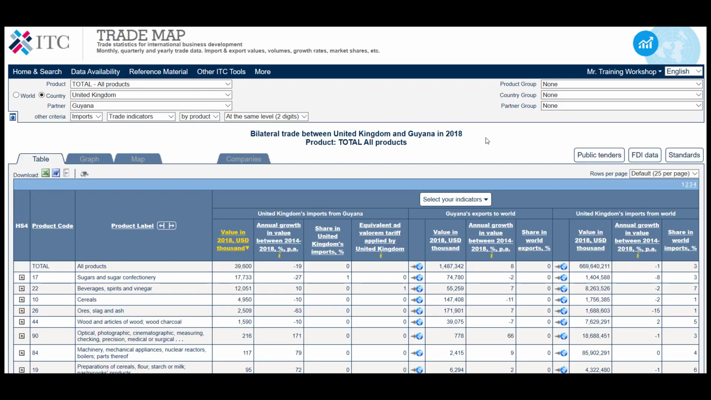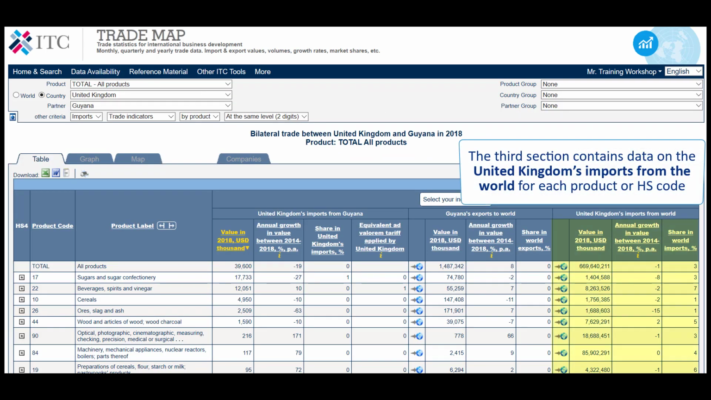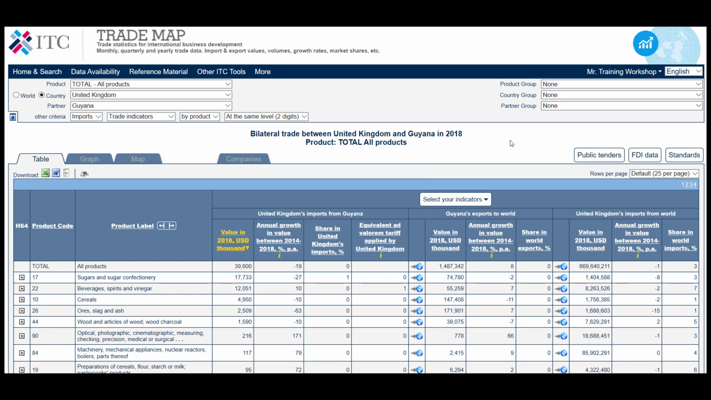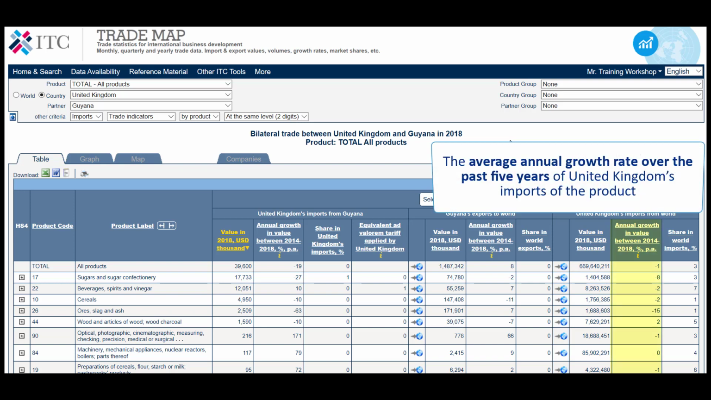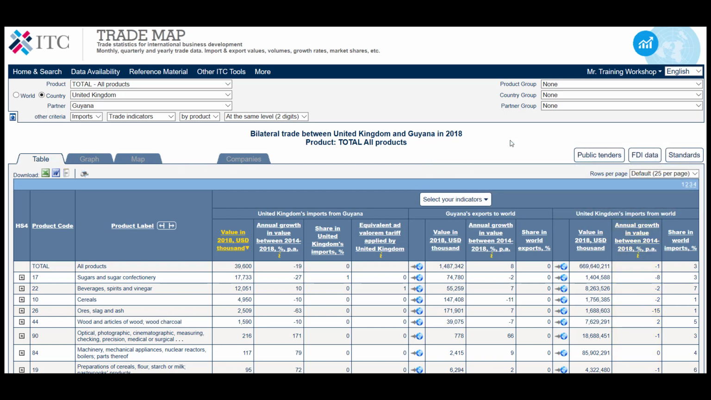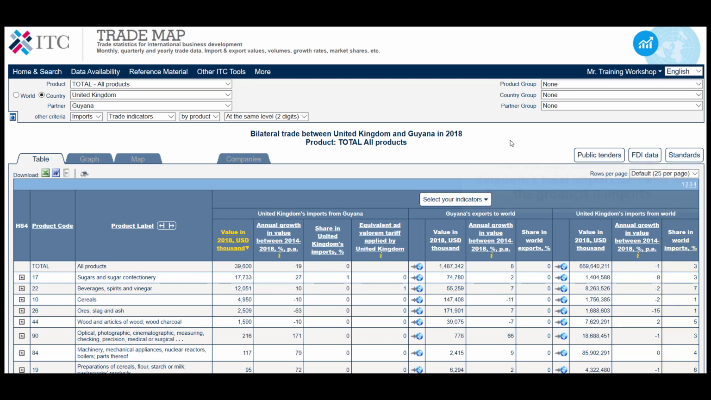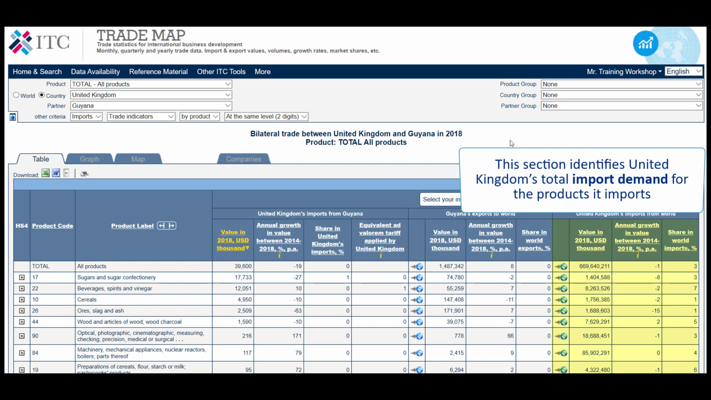The third section contains data on the United Kingdom's imports from the world for each product or HS code. The first column is the value of these imports in 2018, with the hyperlink to the specific geographic breakdown of the origin of the United Kingdom's imports of the product analyzed. The second column presents the average annual growth rate over the past 5 years of United Kingdom's imports of the product, and the third contains United Kingdom's share in world imports for each product. In other words, this section identifies United Kingdom's total import demand for the products it imports.